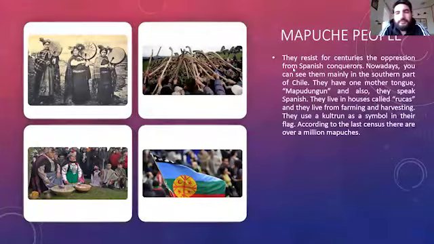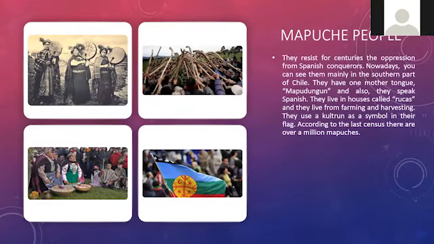So, okay, Mapuche people. Okay. Martina, you are going to read the second part. Va a leer la segunda parte. So, Mapuche people, they resist for centuries the oppression from Spanish conquerors. Nowadays, you can see them mainly in the southern part of Chile. They have one mother tongue, Mapudungun, and also they speak Spanish. Stop. Martina, please continue.